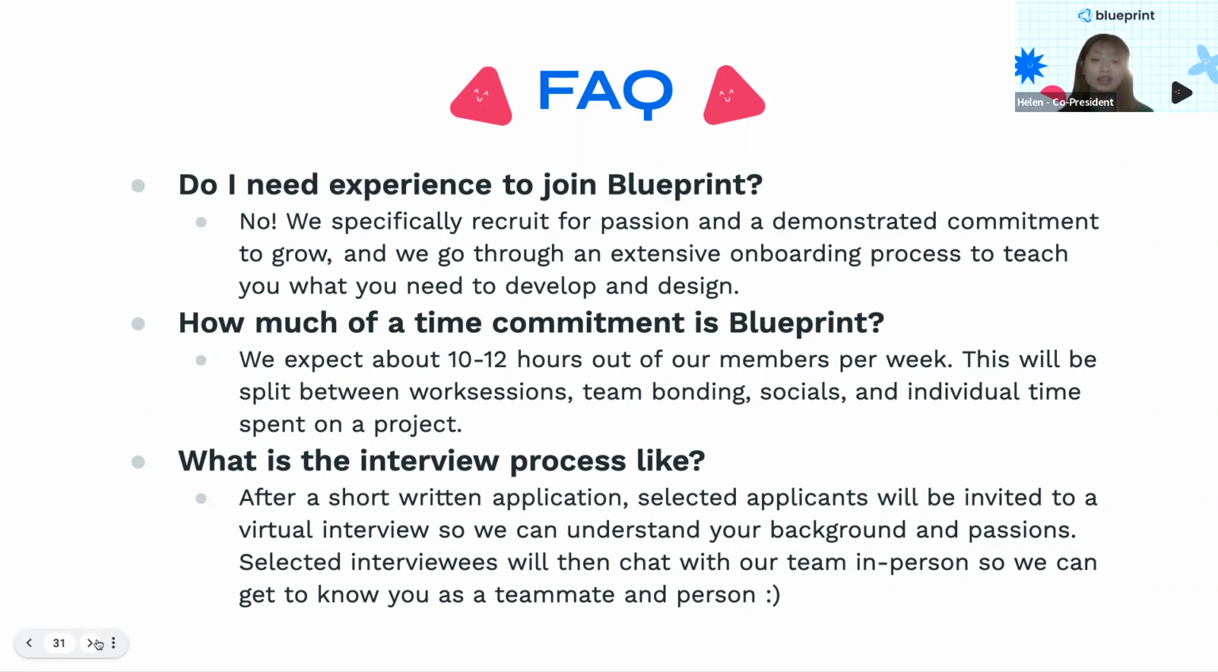Second is how much of a time commitment is Blueprint? We expect about 10 to 12 hours out of our members every week. This is split between about 6 hours a week for work sessions and then time for team bonding, for socials, for any of our general meetings, and individual time spent learning. But you really get what you put in terms of time.